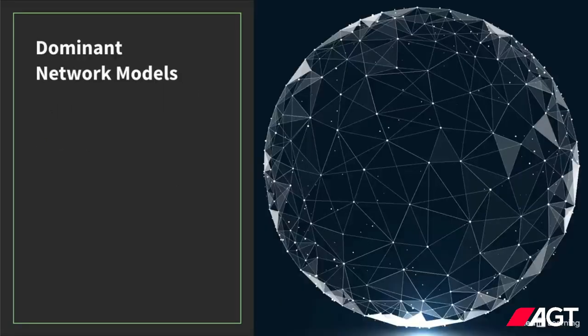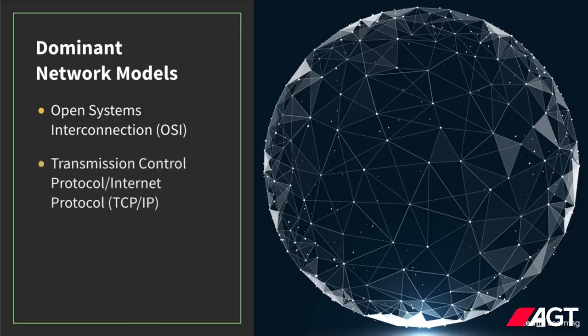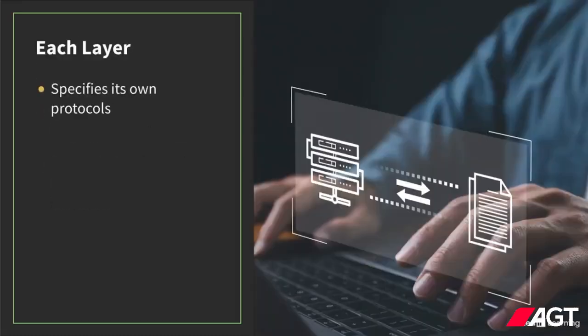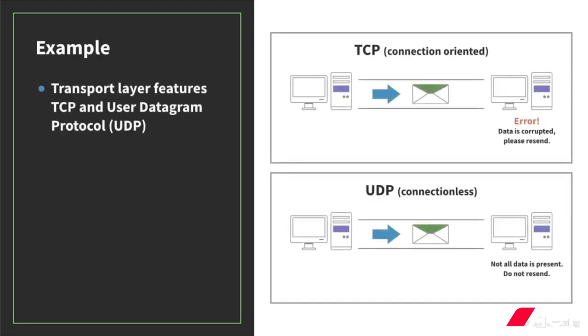There are 2 dominant network models in use today. Both of them adopt layered architecture. One is open systems interconnection, or OSI, and the other is Transmission Control Protocol, Internet Protocol, or TCP IP. Each layer of these mainstream network models specifies protocols of its own. For instance, the transport layer features two major protocols called TCP and User Datagram Protocol, or UDP.